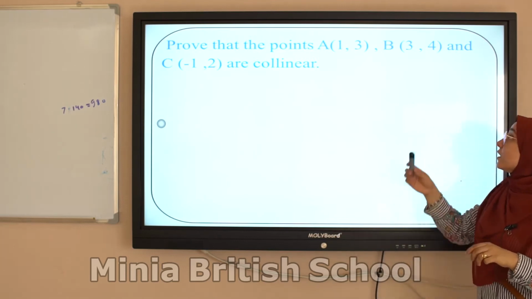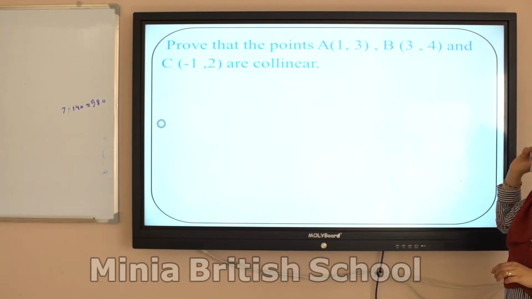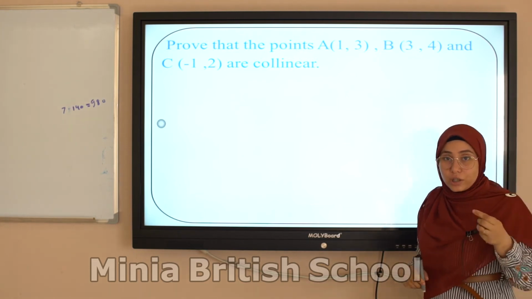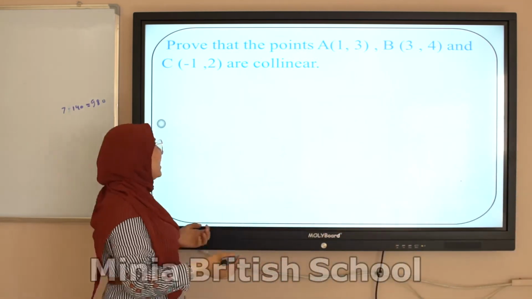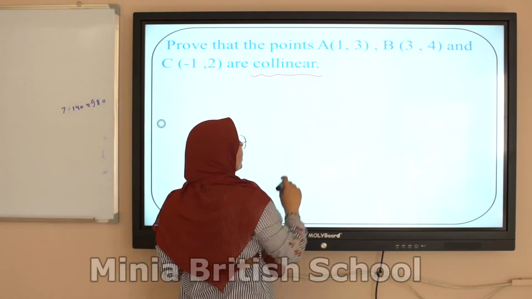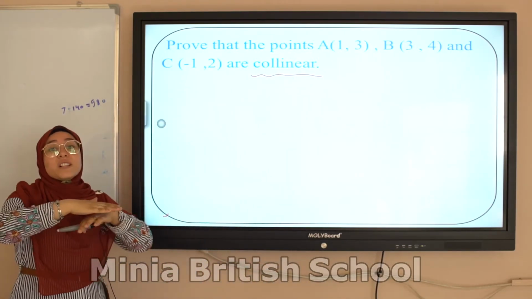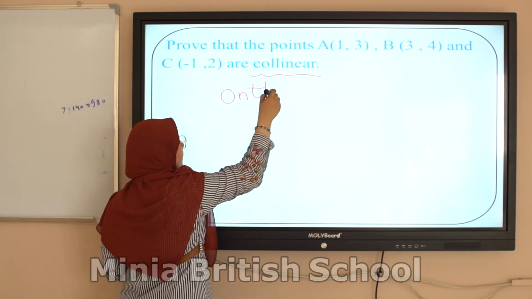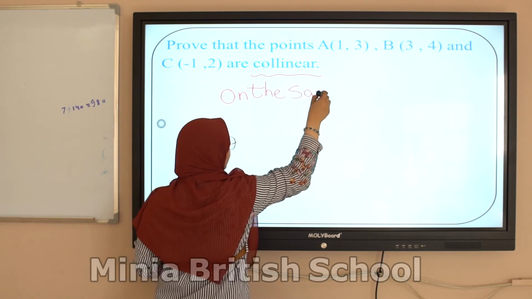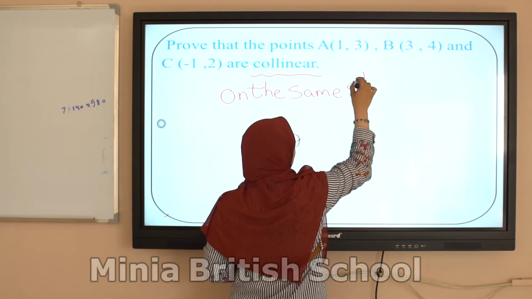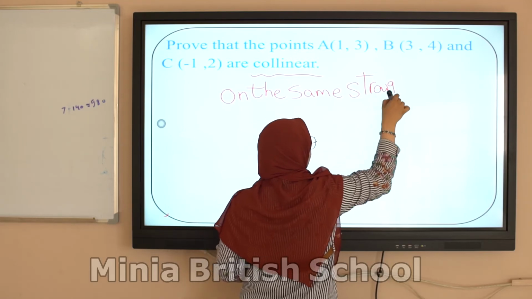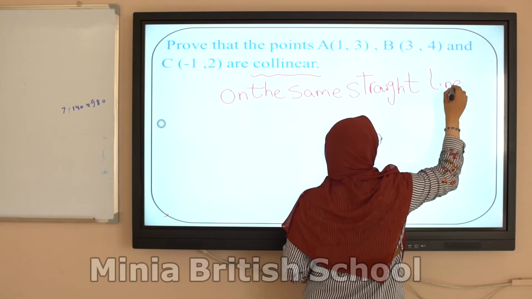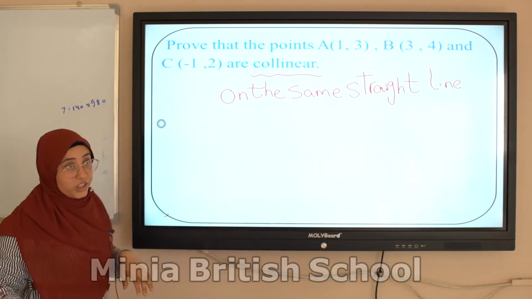Now, the last exercise. Prove that the points A (1, 3), P (7, 4) and C (negative 1, 2) are collinear. What is the meaning of collinear? Collinear, I mean the 3 points are on the same straight line.